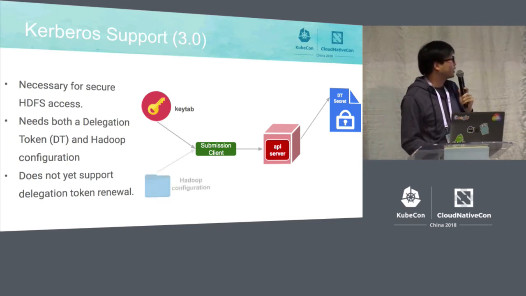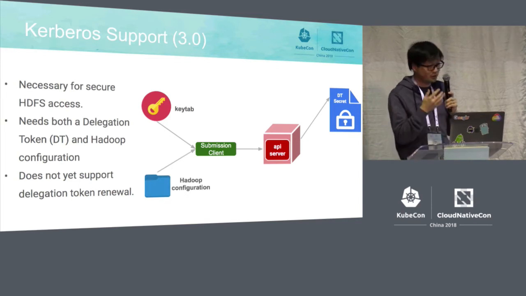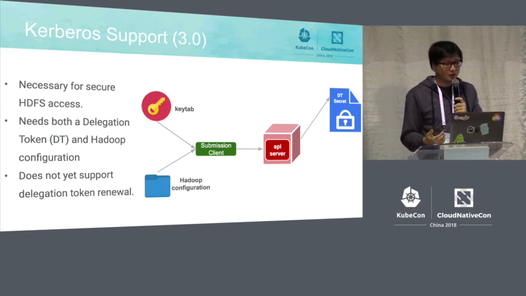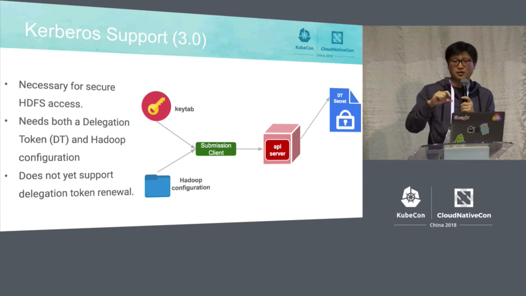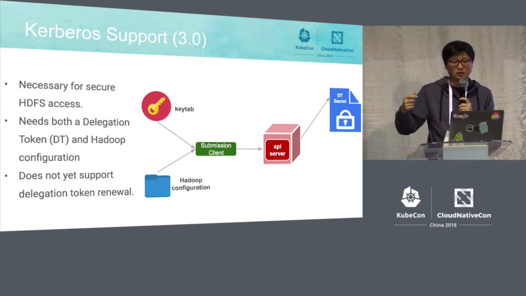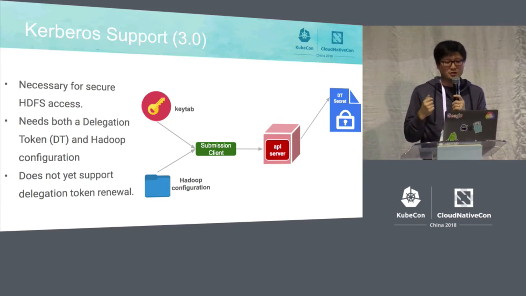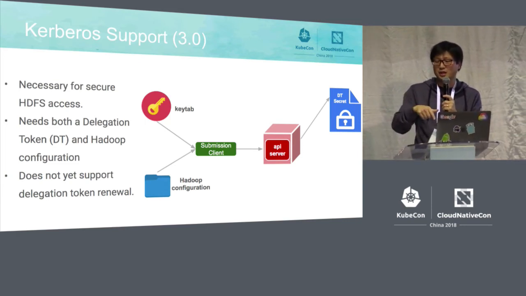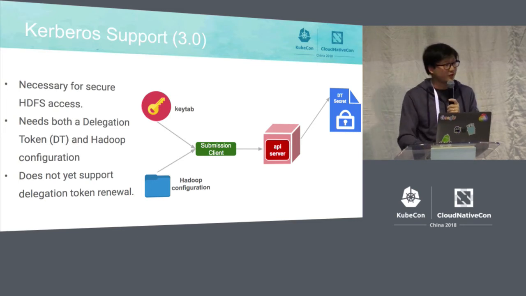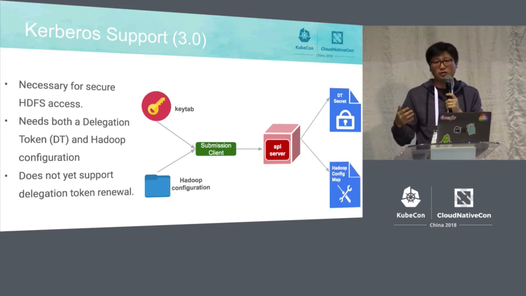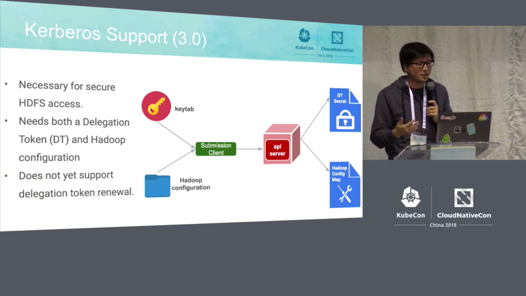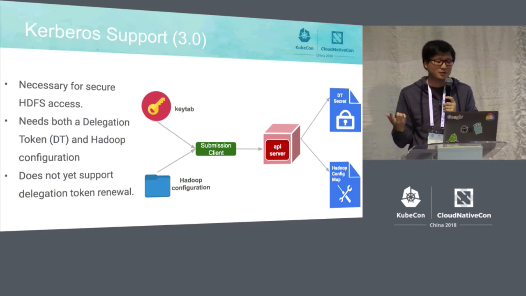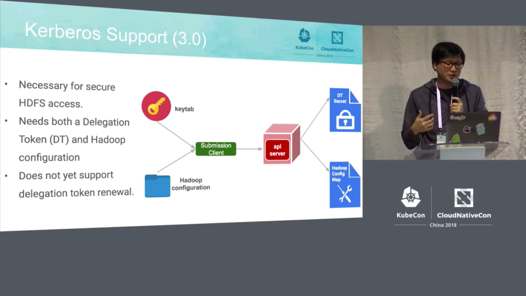When it comes to Hadoop configuration, again, there are two ways. The first is you just set the environment variable HADOOP_CONF_DIR to your local Hadoop configuration directory. The submission client will check the Hadoop config in that directory, generate a config map, and mount that into your pods. Or you can also use an existing config map that you already have, for example, with some Hadoop configuration in it.